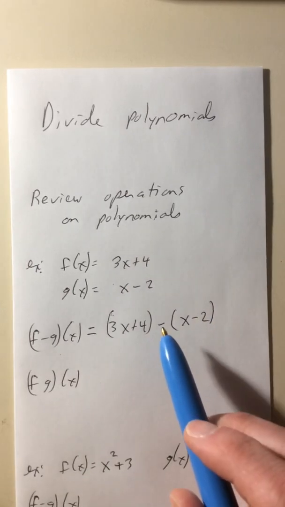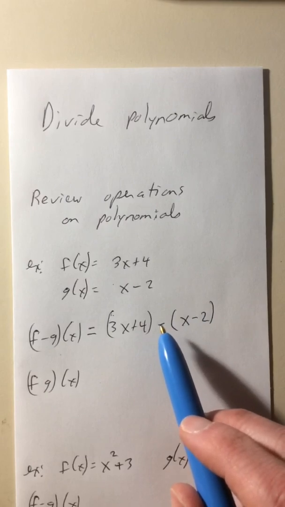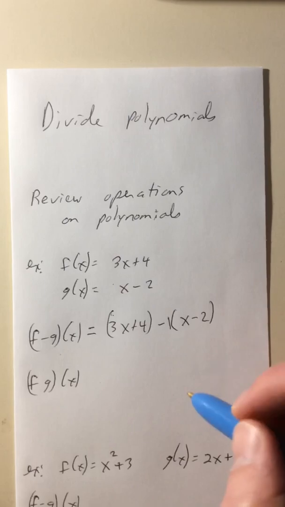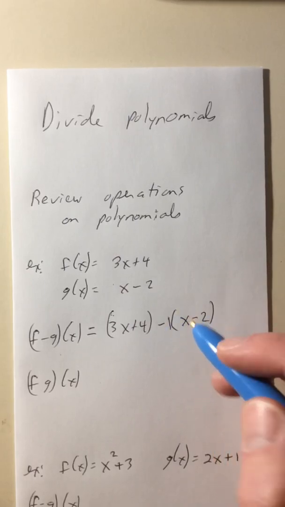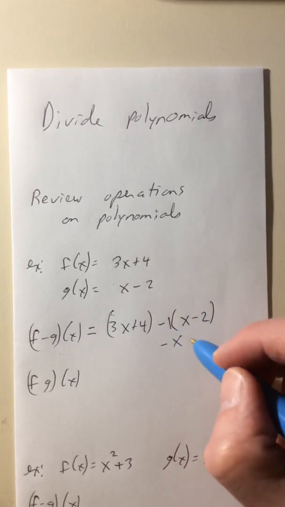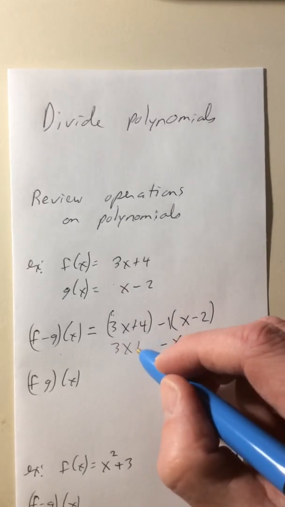So the best thing to do is take the second set of parentheses here and change all the signs, because this is minus, and so we can really think of this as minus 1 in front of the parentheses, and we're just going to multiply everybody in here by negative 1. So negative 1 times x is negative x, and negative 1 times negative 2 is positive 2. And that goes along with this stuff right here.